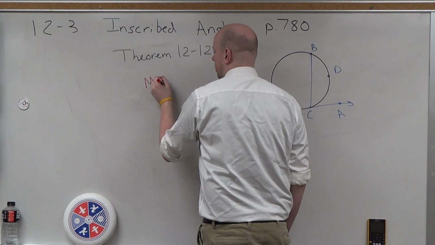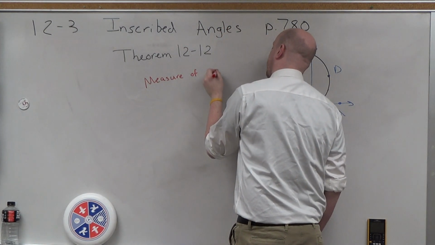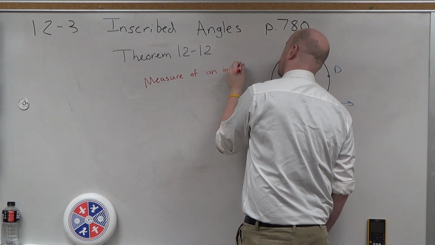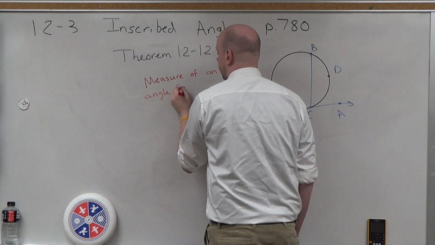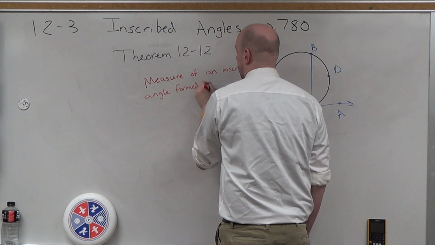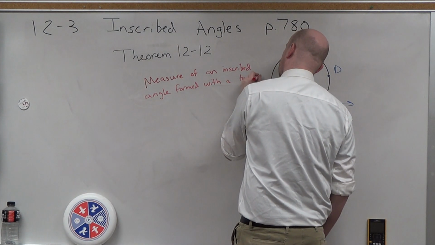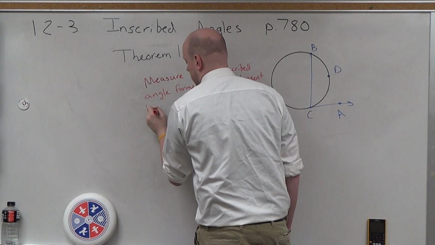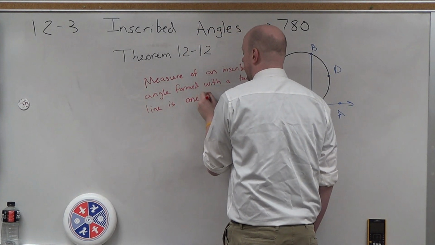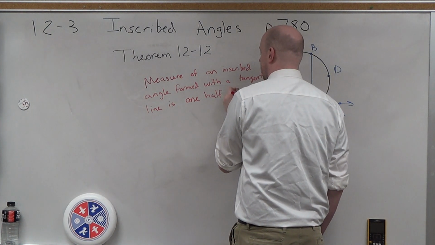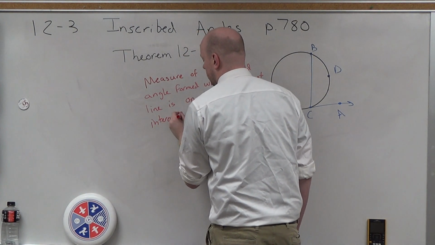Measure of an inscribed angle formed with a tangent line is 1/2 the intercepted arc.